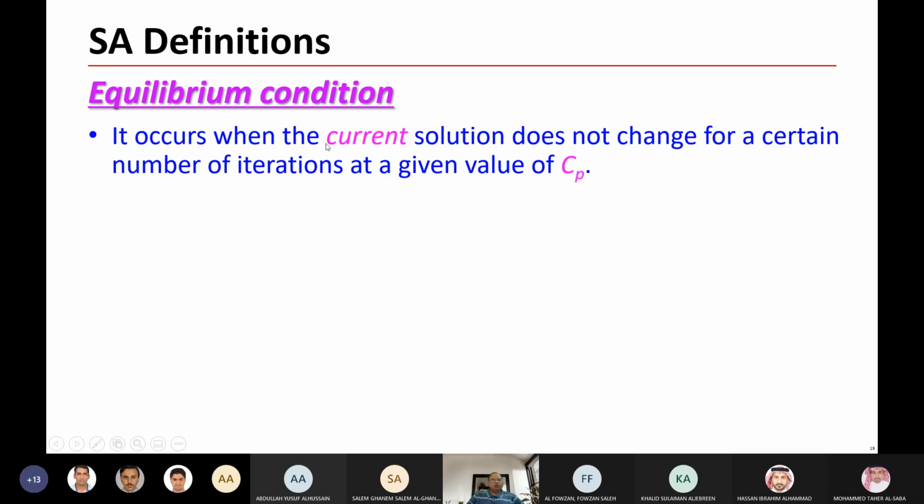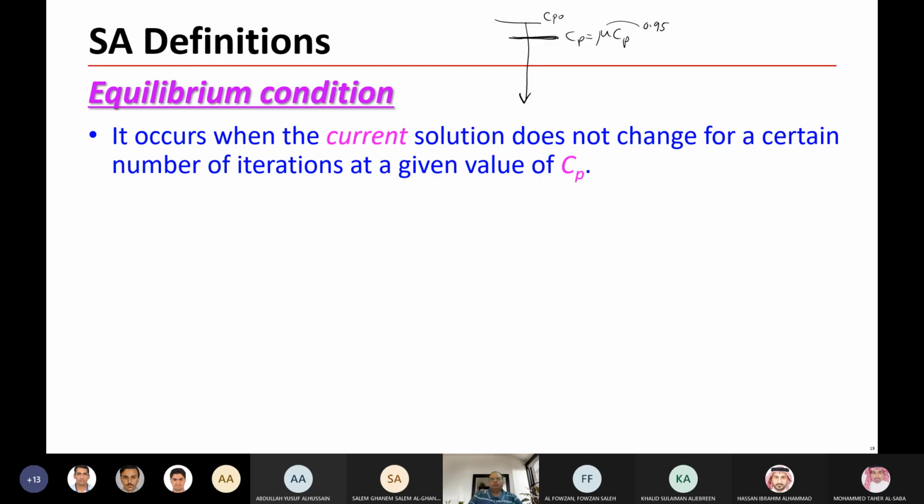It occurs when thermal equilibrium or equilibrium condition occurs. It occurs when the current solution doesn't change for a certain number of iterations at a given value of CB. As you mentioned, we do cooling in steps. This is CB0. We multiply it by CB equal to mu times CB.